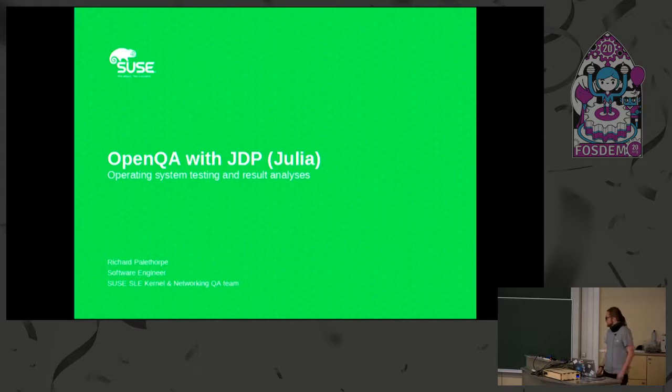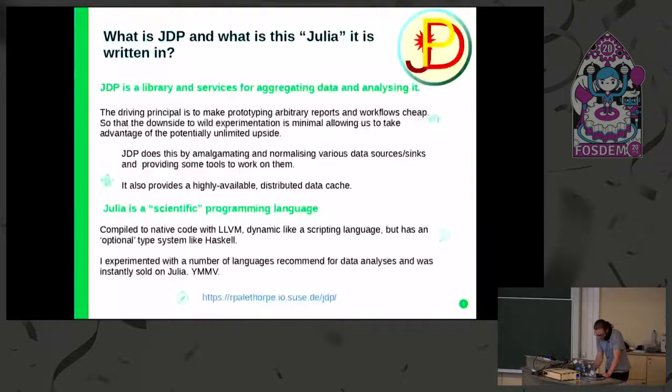Today I'm going to present a bit of OpenQA and a bit of JDP, which are not really related to each other, but I have to show them to you together so you can see something concrete. JDP is a general purpose data analysis framework, in principle anyway. In practice, I just use it for analyzing test results and bug data and bringing those two things together.